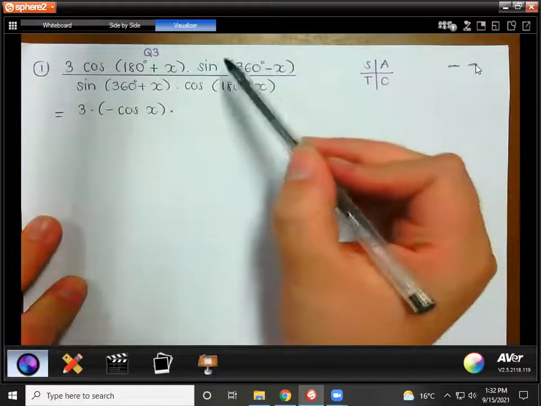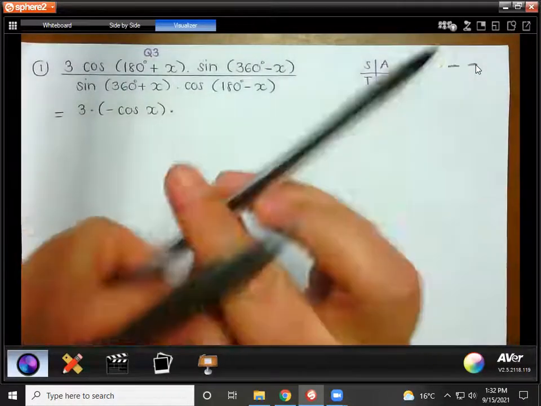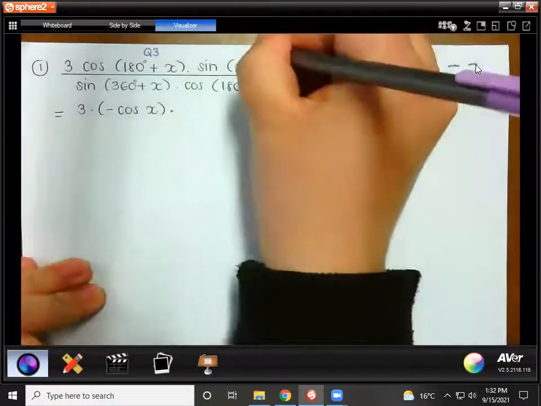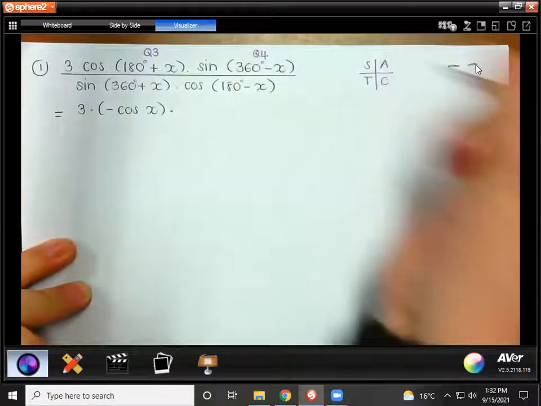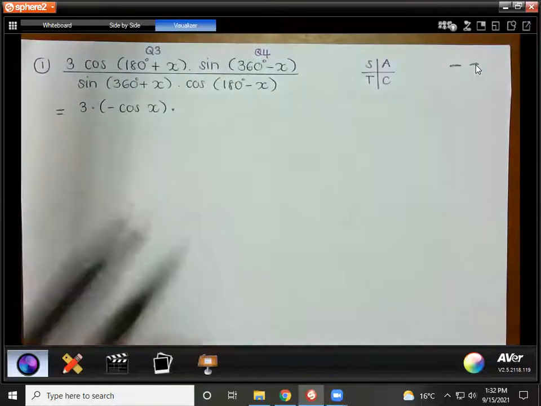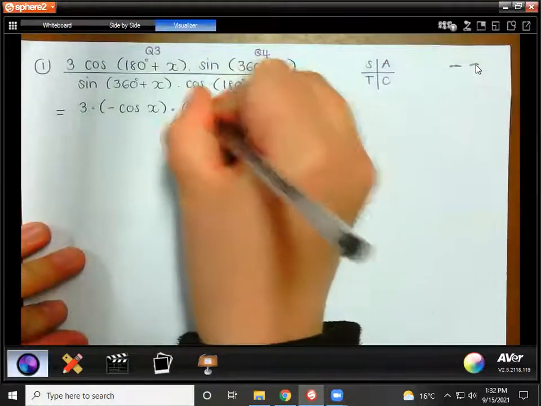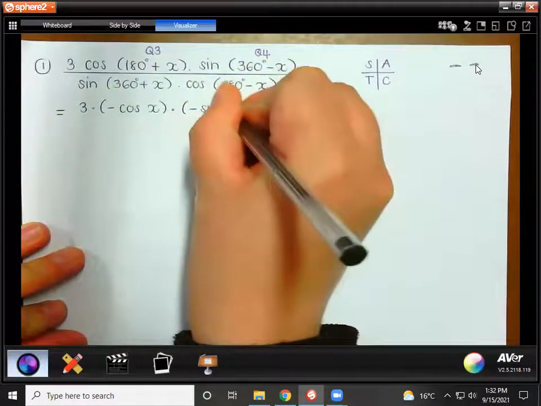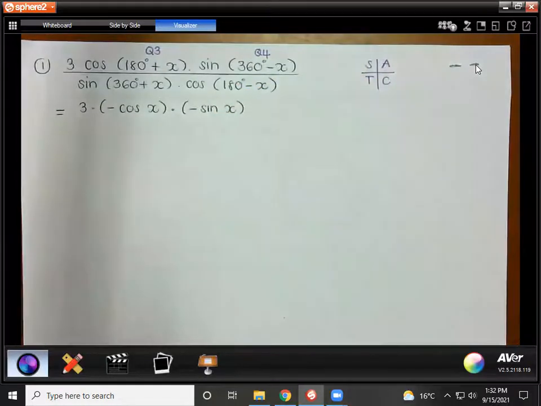All right, then 360 minus x. Which quadrant is that in? Quadrant 4. What is sine in the fourth quadrant? Negative. So this is going to turn into negative sine x. Right, because sine of 360 minus x and sine of x will give you the same value, but you have to make it negative.